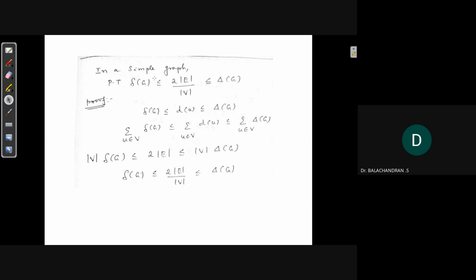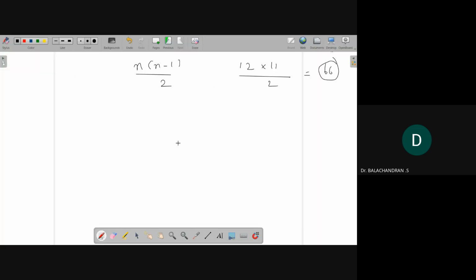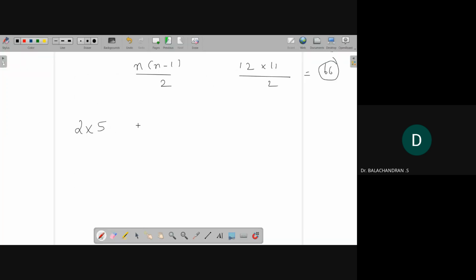Okay, next problem. A graph has two vertices of degree 5 and four vertices of what? Okay, I'll write: two vertices of degree 5. We know that sum of the degrees of vertices equal to twice the number of edges. I'm going to use that one. Two vertices have degree 5 and four vertices have degree 4.